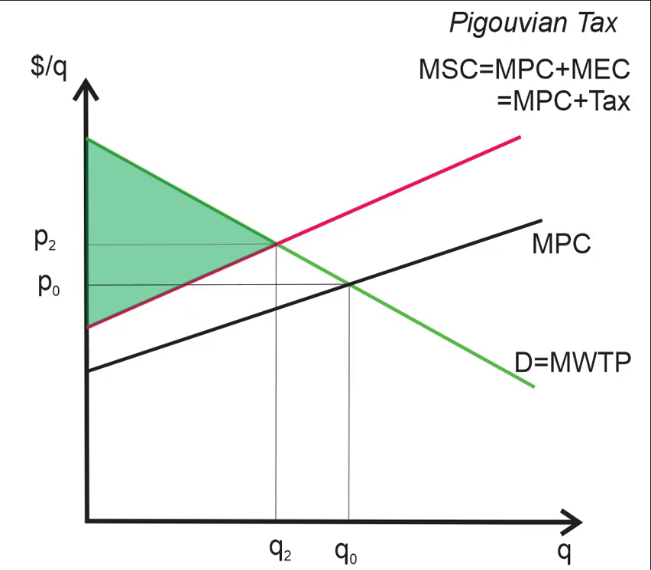So you should be able to follow the basics of an externality, understand this type of graph, and reproduce it without any problem.